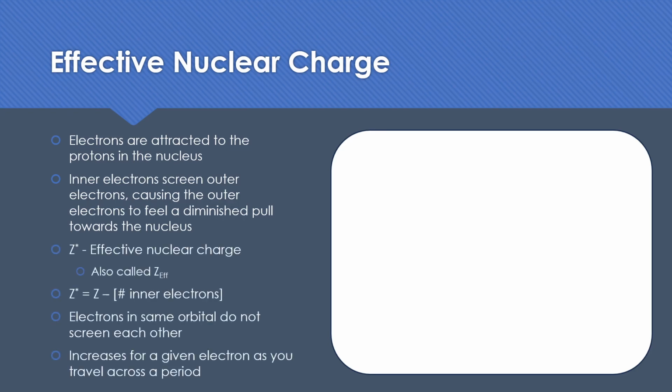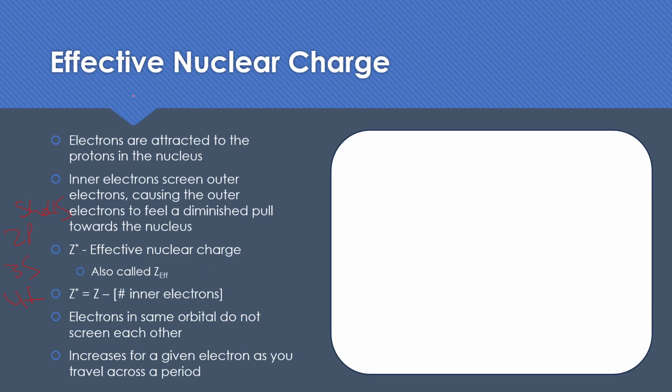Okay, so we call this effective nuclear charge. It's Z star, or Zeff, and it's very simple. For any electron you're looking at, and you're looking at shells, like 2p, 3s, 4f, Z star is going to be equal to the atomic number of the element, because that's the number of protons, minus the number of electrons between you and the nucleus. So if you're in the same orbital, you don't screen each other.